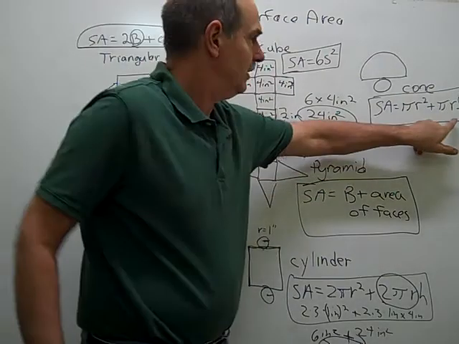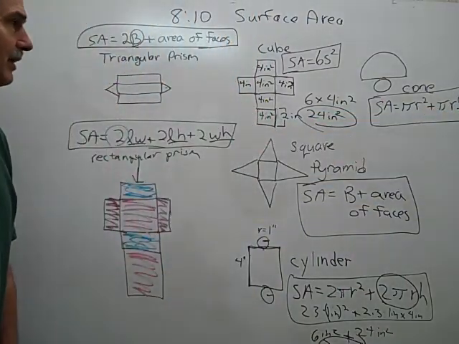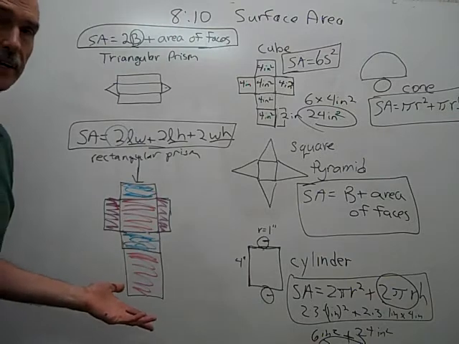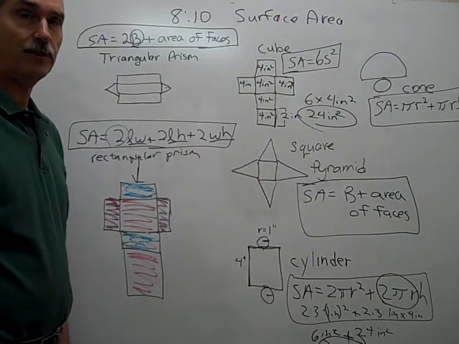But again, it's inches times inches when you do this. You'd always get square units when you're getting surface area, because it's another area. So that's it for just the basics of this section, surface area 810.